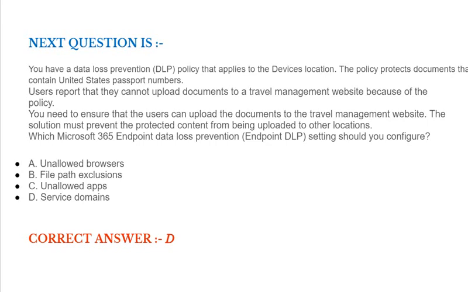Which Microsoft 365 Endpoint Data Loss Prevention, Endpoint DLP, settings should you configure? Option A. Unallowed browsers. Option B. File path exclusions. Option C. Unallowed apps. Option D. Service domains. Correct answer is option D.